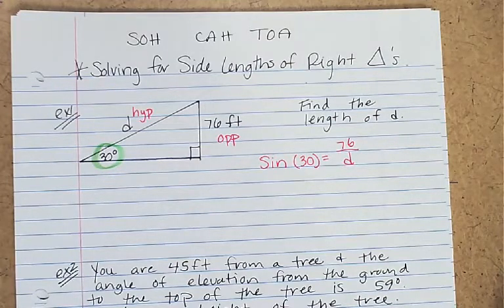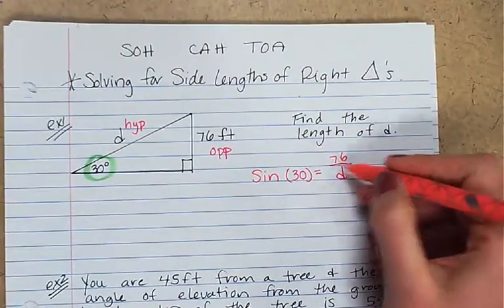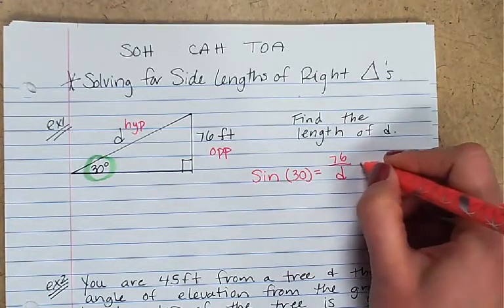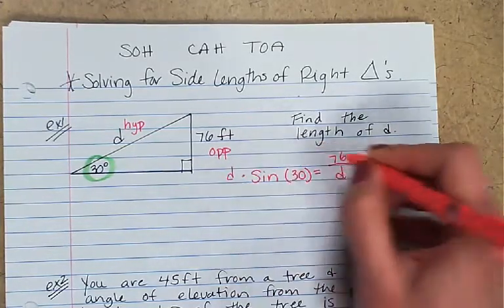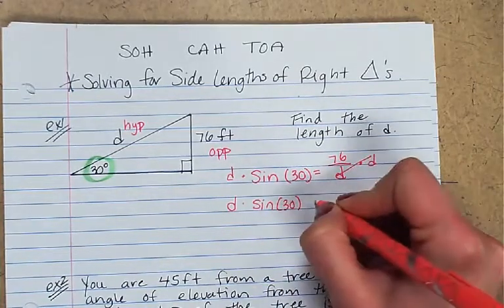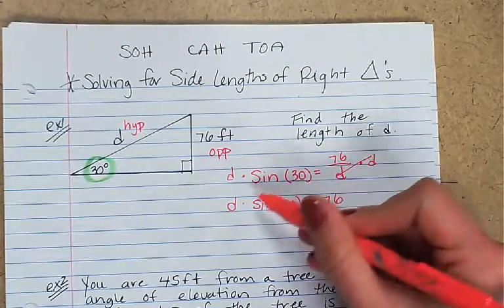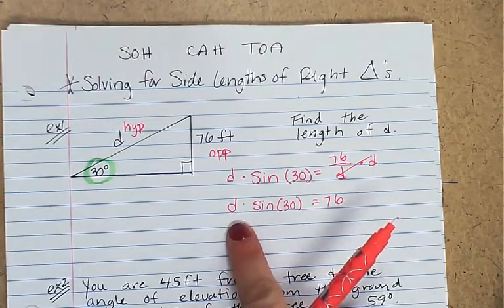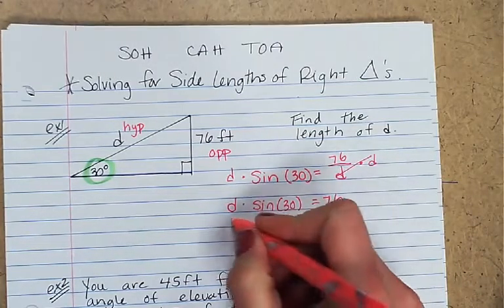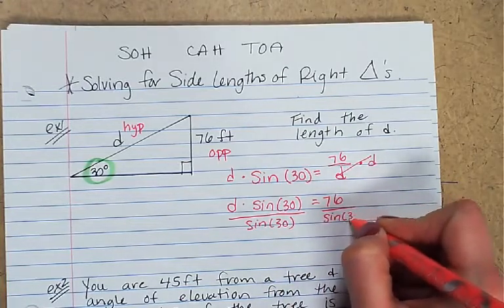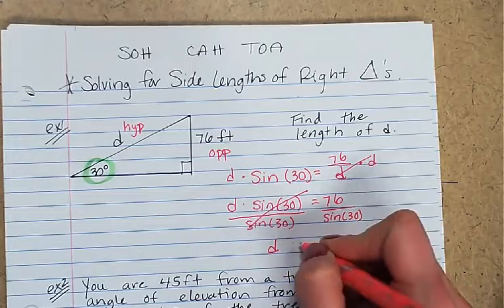Now, never a good idea to have a variable in the denominator. So first I need to deal with that. I need to get the D out of the denominator. So the opposite of dividing by D is just multiplying by D. So those cancel. And I have D times sine of 30 degrees equals 76. Now this sine 30 is just a number. It's a value that you get in your calculator, which I'll show you how to do here in a second. So if I want to get D by itself and I have D times sine 30, I just undo that by dividing both sides by sine of 30 degrees. Those cancel and I get D by itself.